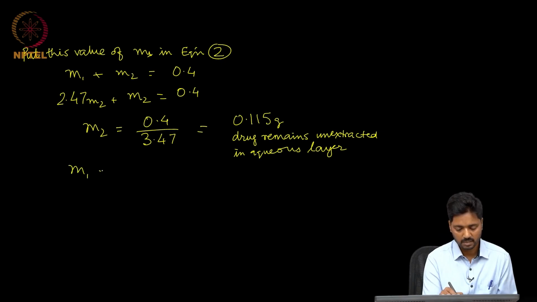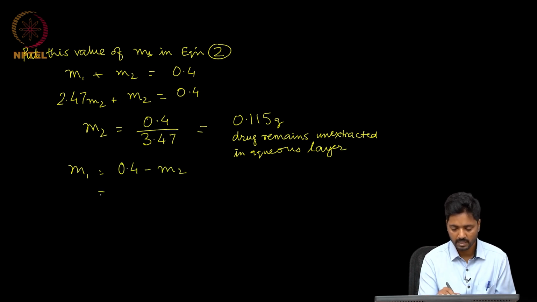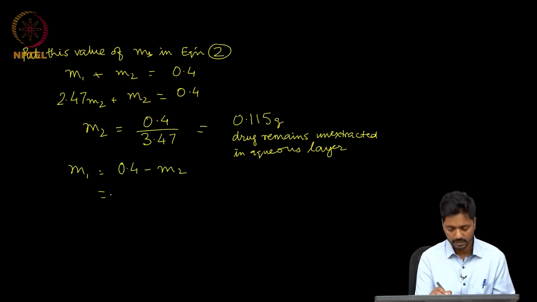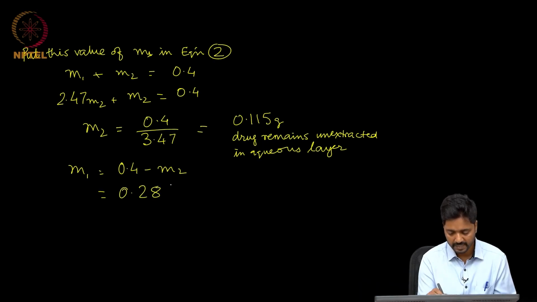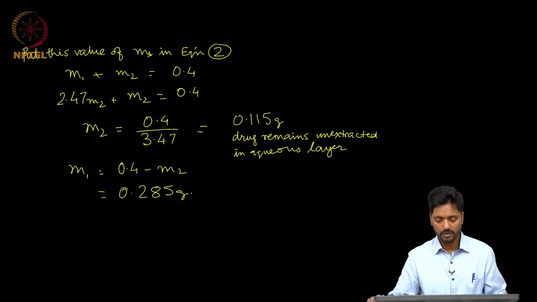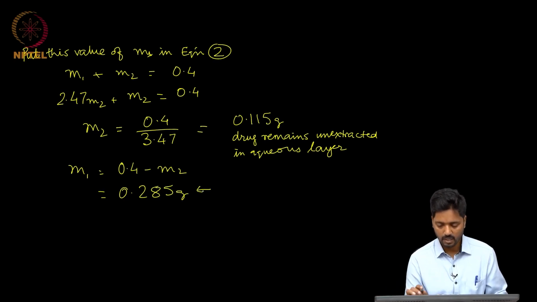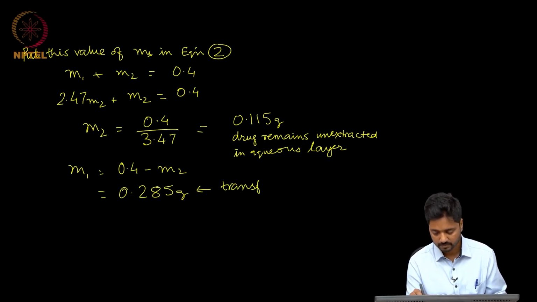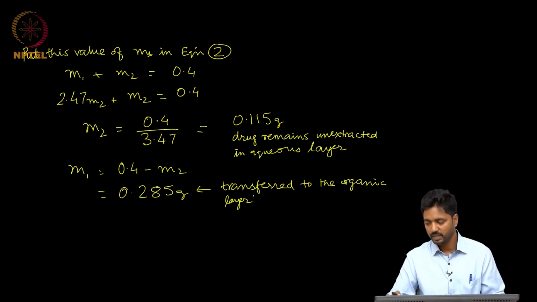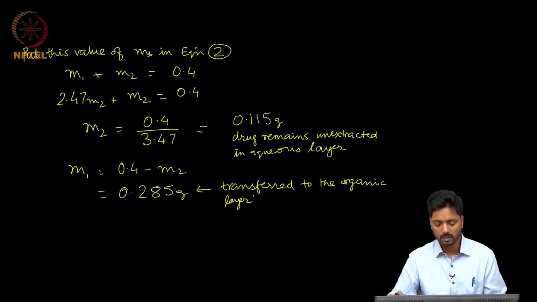Now, how much drug gets transferred? That is simple: M1 is 0.4 minus M2, which turns out to be 0.285 grams. So, we clearly see that a major chunk of the drug has been transferred to the organic layer by a single extraction with 40 ml of the organic solvent, in this case 1-octanol.